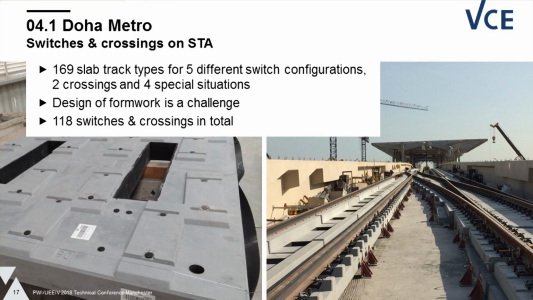One of the next challenges was how to implement a system for switches and crossings. In total, we have 118 switches and crossings within the network, and we invented or we adapted the bore system, and we provided 169 different types of slabs, which you might be able to see here, based on the position of the rail. The slabs were designed in a manner that we could install the switches and crossings in a very precise way.